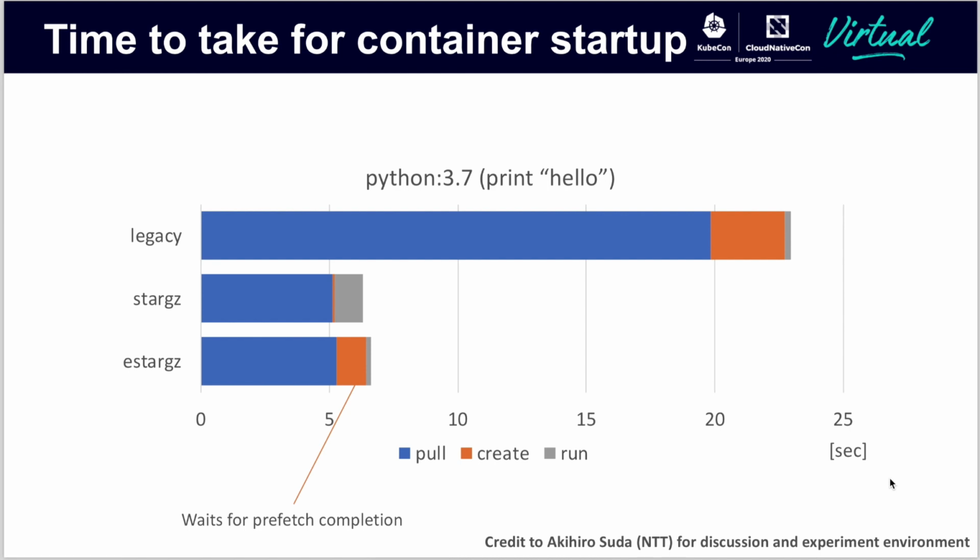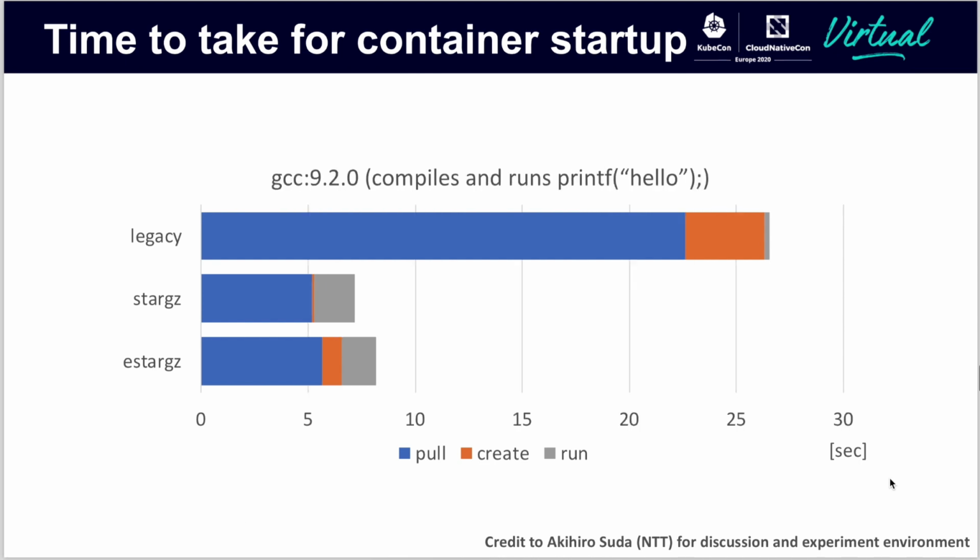But the time taken for creating the container is longer than Stargz because during container creation, Stargz Snapshotter waits for the prefetch completion. In GCC 9.2.0, Lazypull also shortened the time taken for the pull operation in both Stargz and eStargz cases.